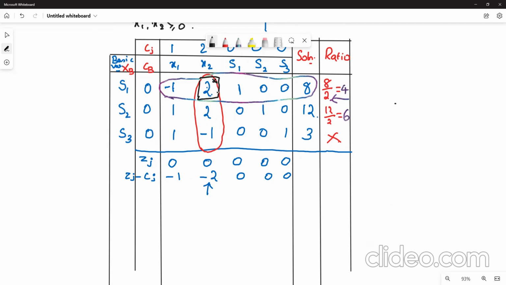So means what? Corresponding basic variable is S1, corresponding decision variable is X2. Means S1 leaves the basic entry and X2 enters in the place of S1. So in the basic variable column, S1 leaves and corresponding decision variable X2 enters.